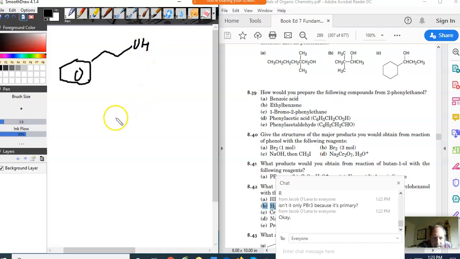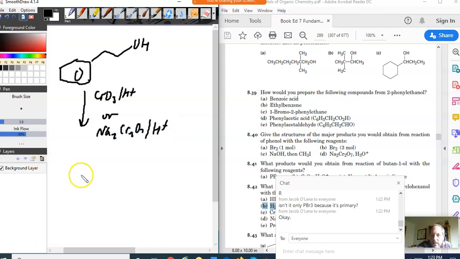All right, next one is phenylacetic acid. So you're oxidizing that up to the carboxylic acid, so CrO3 and acid, or you can use Na2Cr2O7 and acid to give you the carboxylic acid. And then the other one is an aldehyde. So if you want to go to the aldehyde, either PCC or PDC.